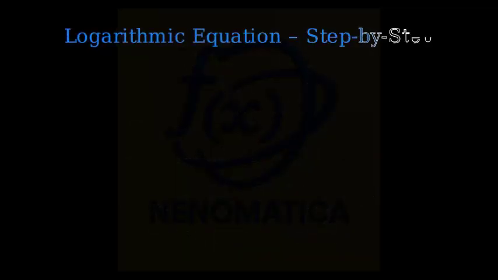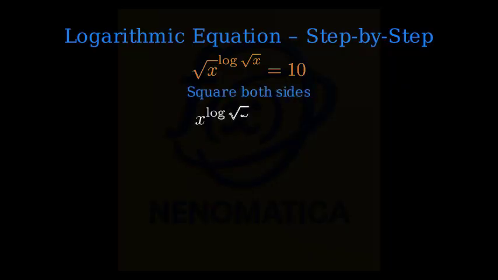Example. We will solve the logarithmic equation exactly following the given step order. The equation is the square root of x raised to the power log of the square root of x equals 10. Step 1. Square both sides to remove the square root base. That gives x raised to the log of the square root of x equals 100.